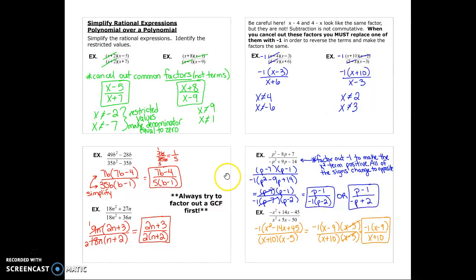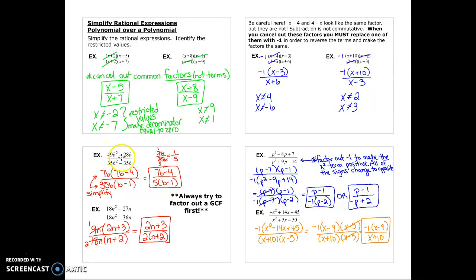All right, now, this next set, and from here on out, your factoring's not done for you. So this goes back to the very end of quarter 3 when we were doing factoring of different types. 49b squared minus 28b over 35b squared minus 35b. So I cannot just cancel terms. The entire factor has to be exactly the same to cancel it out. So I can't cancel anything here the way this is written. However, you need to try to factor out a GCF first. Okay? Remember when we did factoring, we always looked for a GCF first.